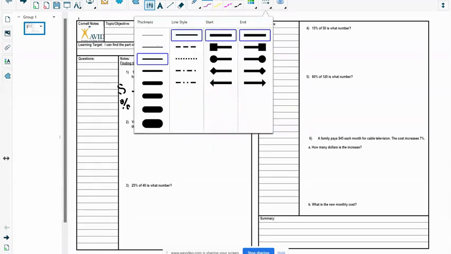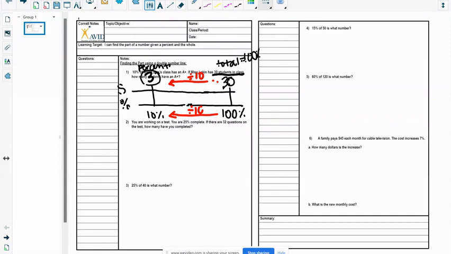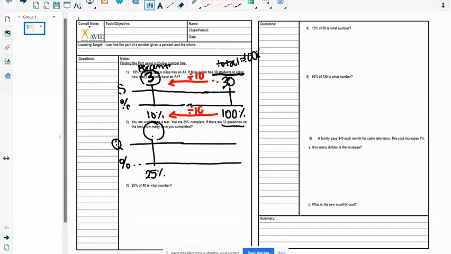All right, number 2. You're working on a test that says that you're 25% complete. There are 32 questions on the test, so that's the total number of questions. You completed 25%. We want to know how many questions is equal to that 25%. So again, let's just set up our double number line. We've got our percent and our questions. We are 25% complete. And we want to know how many questions that's equal to.